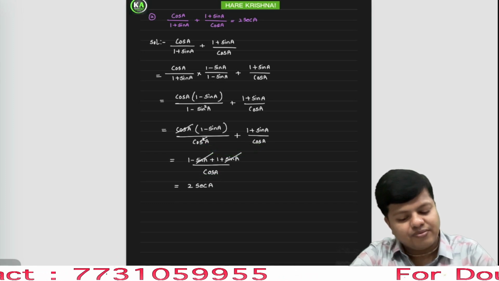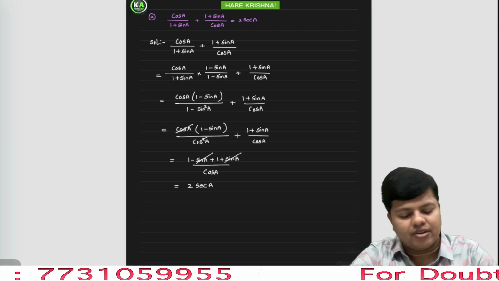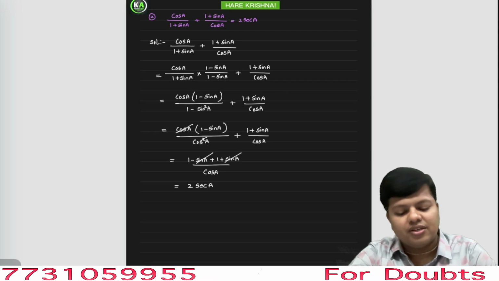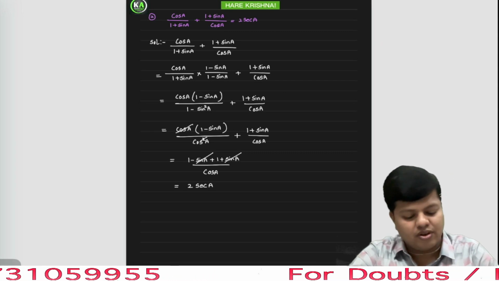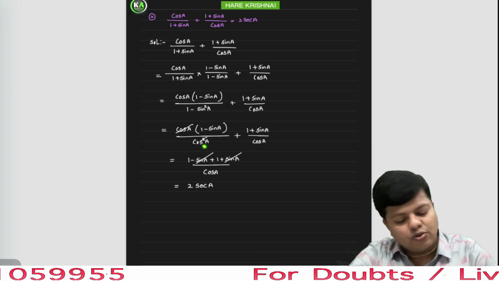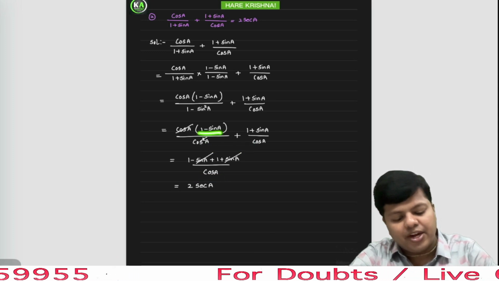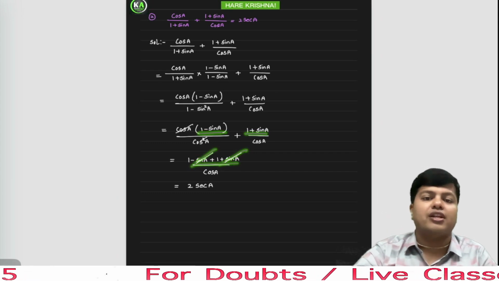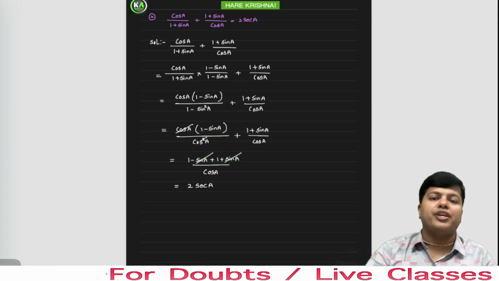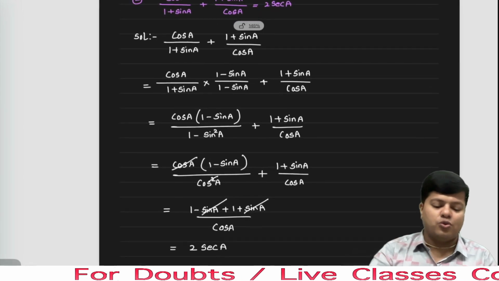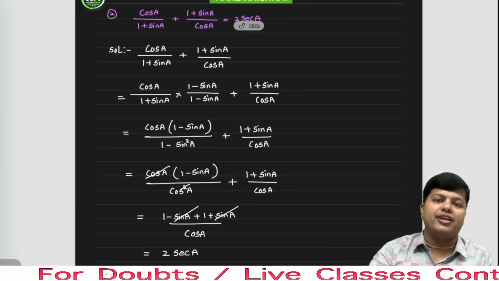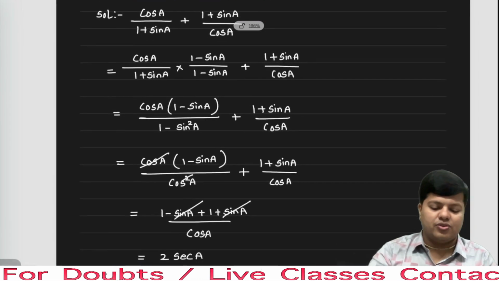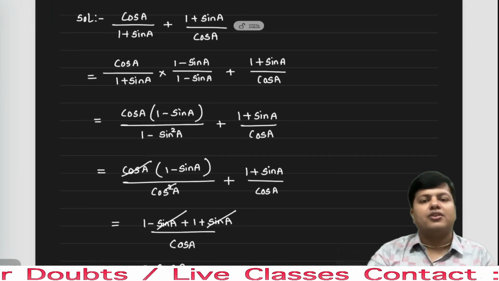The denominator of both is already the same, so we can add the numerators: 1 minus sin A plus 1 plus sin A. Minus sin A plus sin A cancel. 1 plus 1, 2 by cos A is 2 secant A. This was the question. Okay, sir.